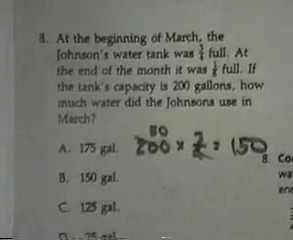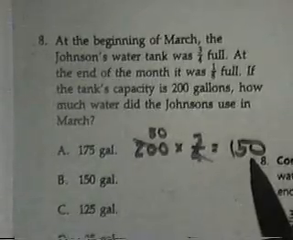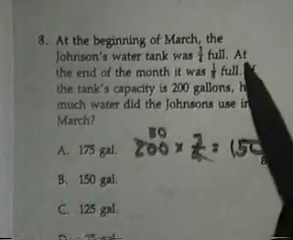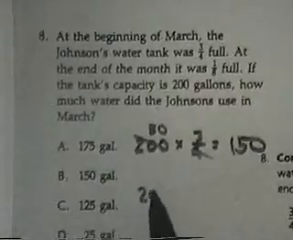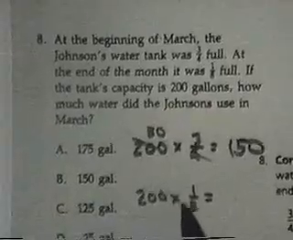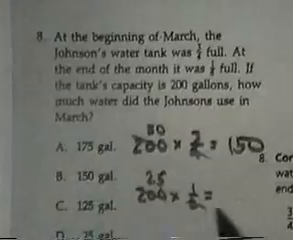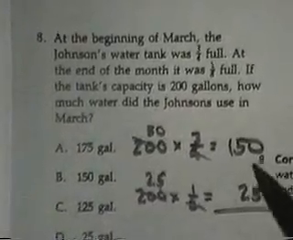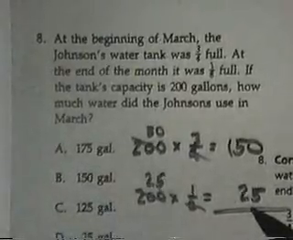So that means then at the beginning of March, we had 150 gallons in the tank. Then it says at the end of the month, it was 1/8 full. So we start back over and say, well, 1/8 of 200. Okay, dividing that into that, we'll go 25. So that's 25. So this means at the beginning of March, we had 150 gallons in it. At the end of March, we had 25 gallons in it.